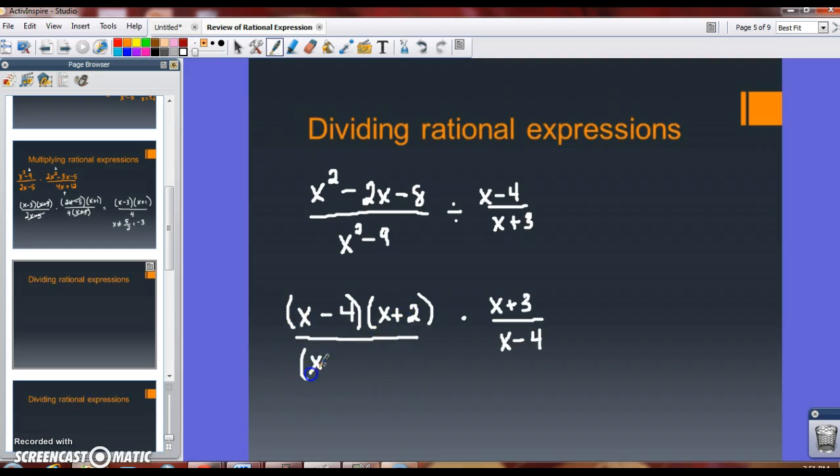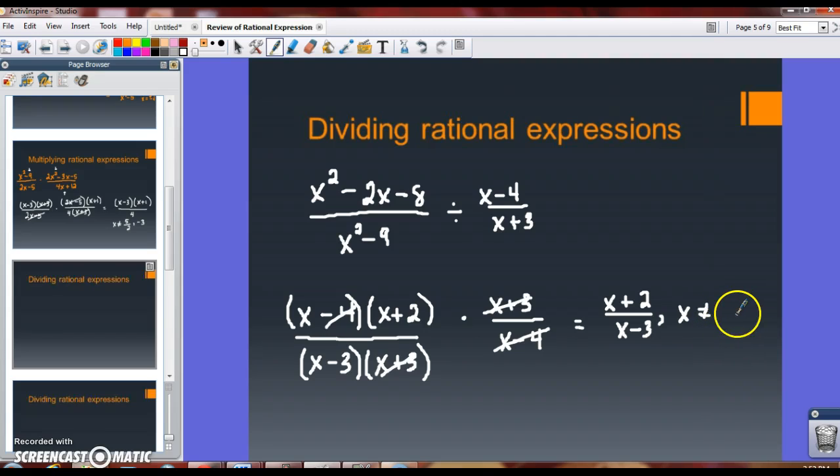And if I factor the denominator, that's just DOPS, right? Difference of perfect squares. And then again, I've now just turned it into a multiplication problem, and I can just go ahead and cancel my common factors, okay? And so that leaves me with x plus 2 over x minus 3, remembering to exclude values from your domain. So in this case, we have to exclude plus or minus 3, and we also need to exclude 4.